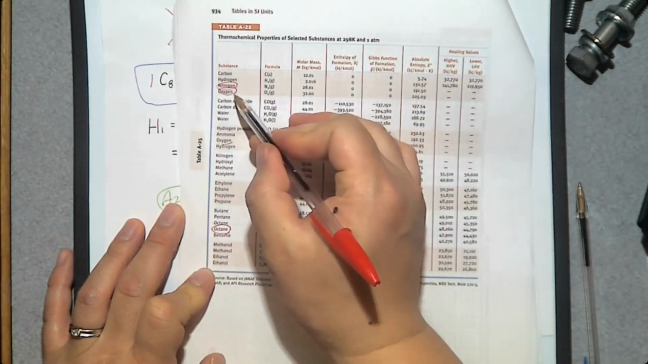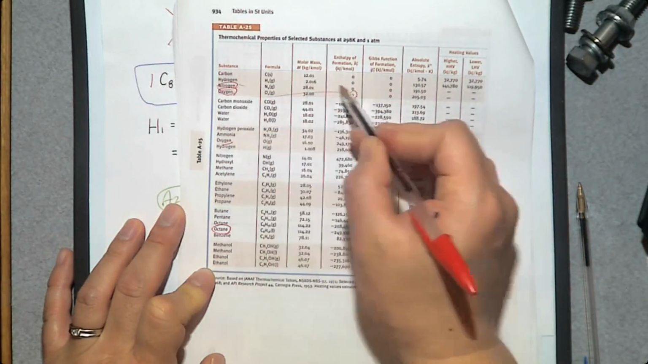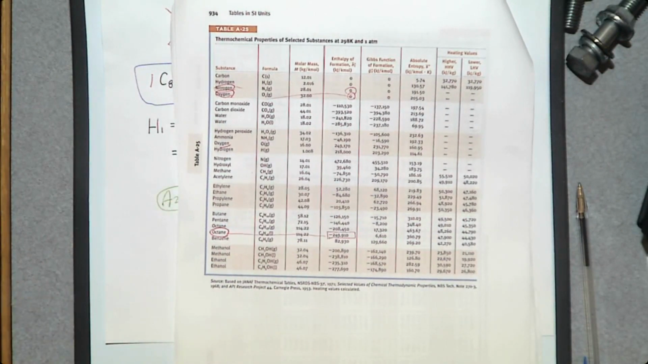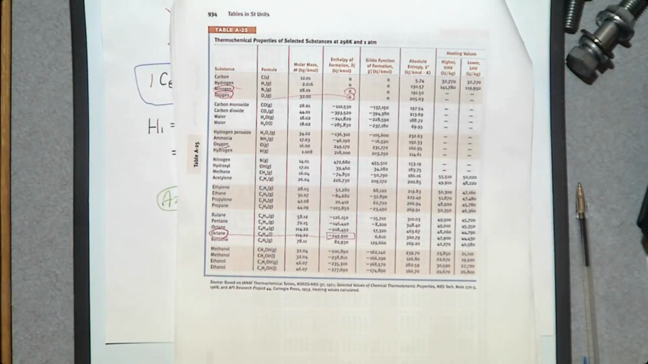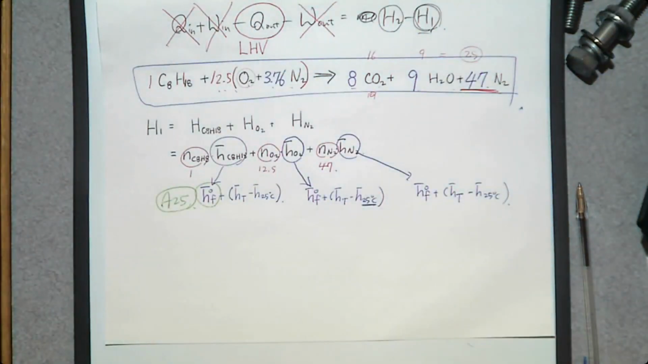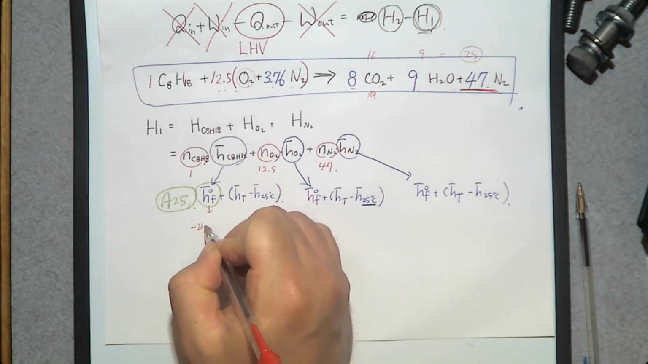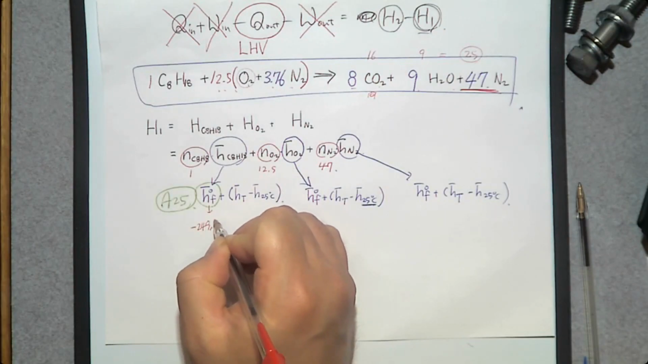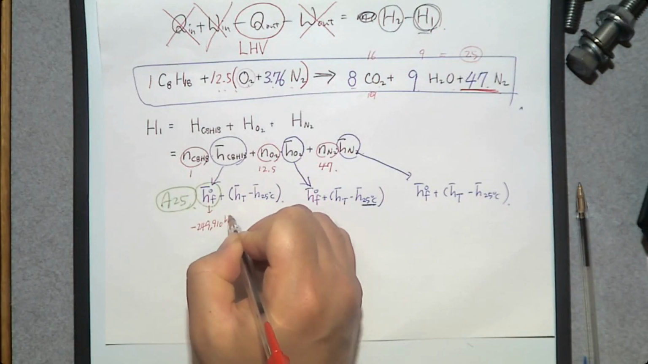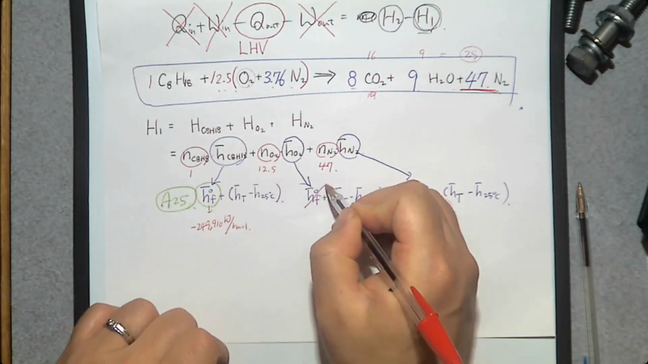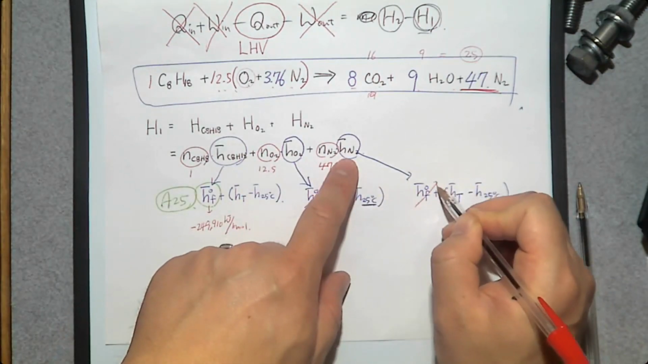What is the enthalpy of formation? Oxygen, 0. Nitrogen, 0. Liquid octane, minus 249,910. So this number is the enthalpy of formation of liquid octane, and 0 for nitrogen and oxygen. So this one is minus 249,910 kilojoule per kilomole. This one for oxygen, 0. This one for nitrogen, 0.